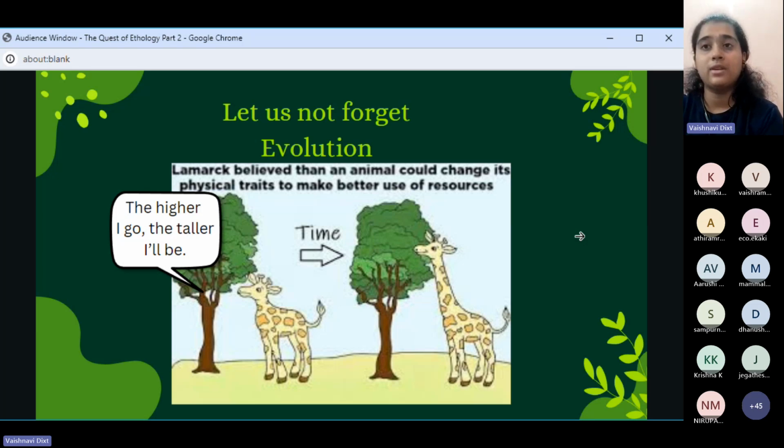Now, let us go to evolution. As I said last time, natural selection influences all these things. So, what is exactly natural selection and all the concepts of evolution, we'll see.